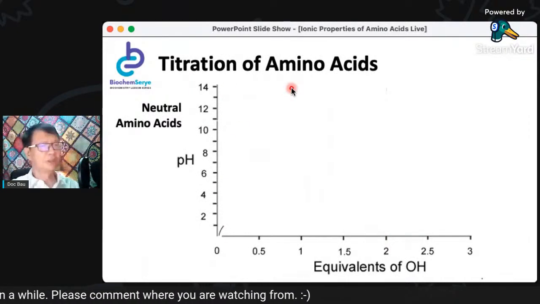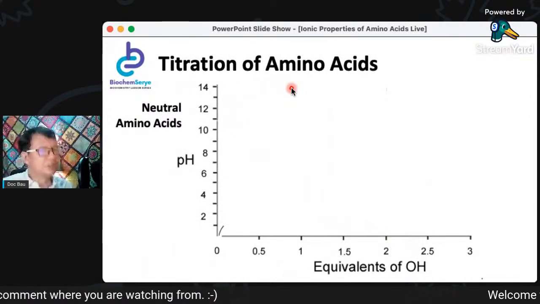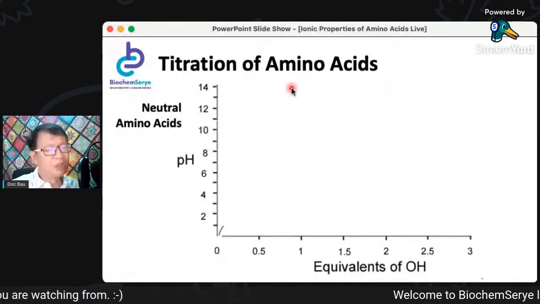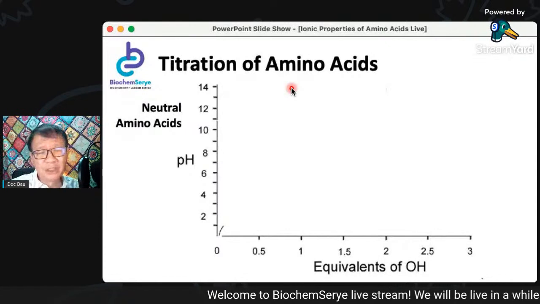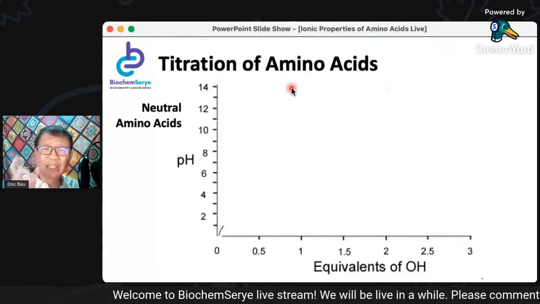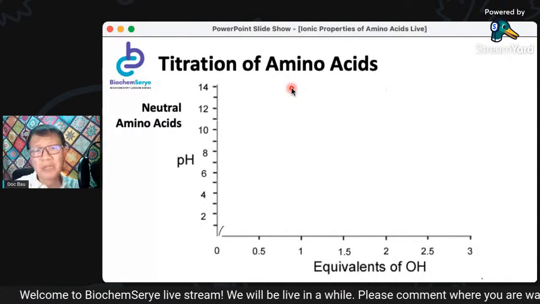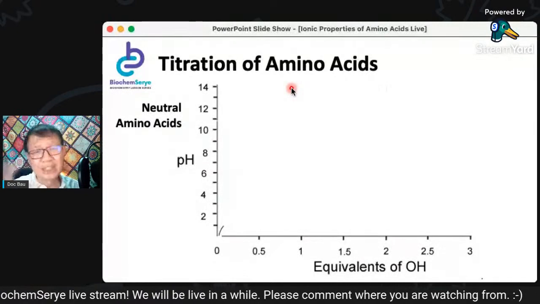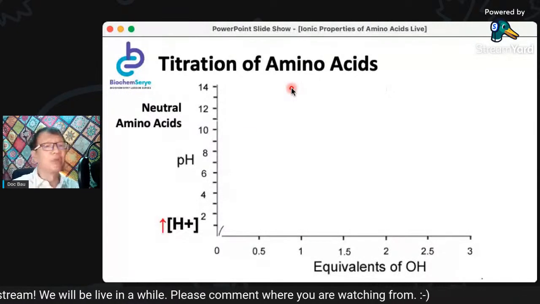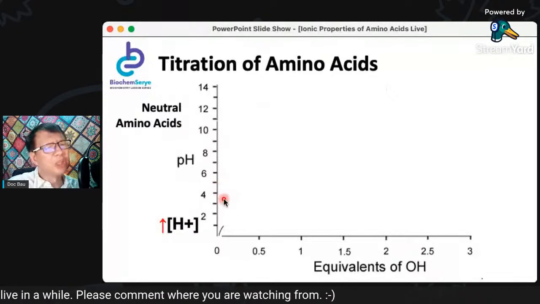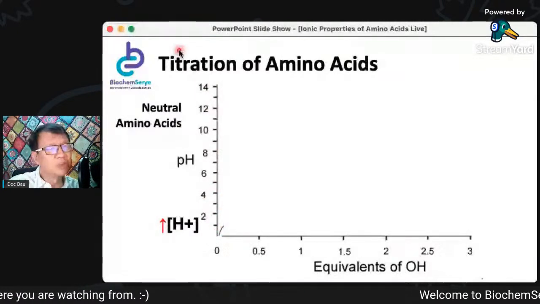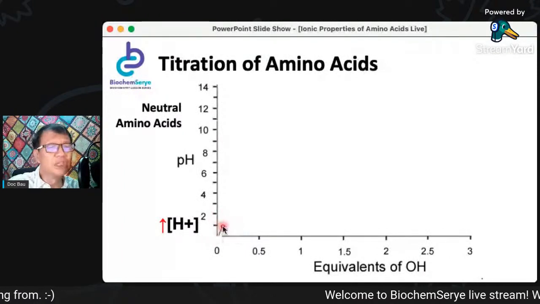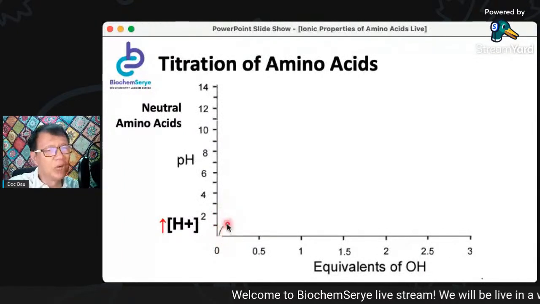So let's go to the meat of the matter, titration of amino acids. We know very well that amino acids are ampholytes. In its truest meaning, it is an ampholyte. It can act as an acid, it can act as a base. So you can titrate it against an acid or against a base. However, to really understand this, most discussions will start the titration from the lowest pH, from pH 0 or pH 1.